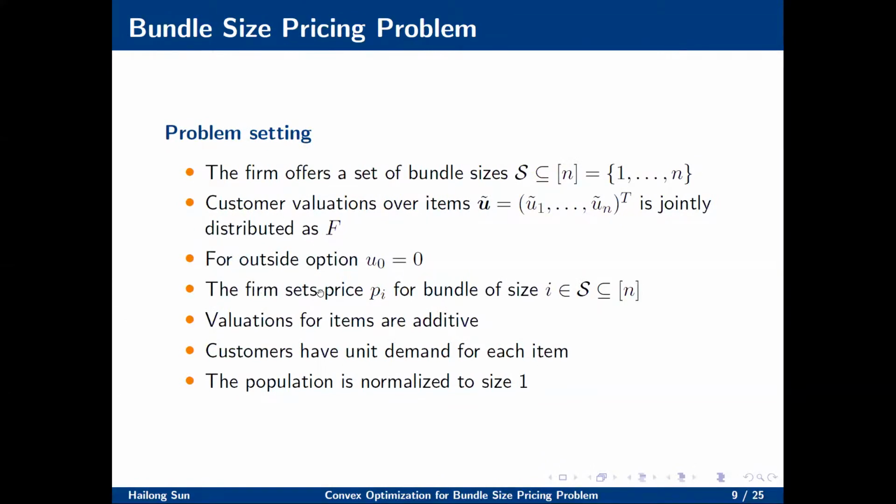The firm sets price P_i for a bundle of size i, and we assume that the valuations for items are additive. Namely, the valuation of a bundle is just the sum of the individual products. We assume that customers have unit demand for each item, namely, the customer will at most purchase 1 unit of each product. Finally, we normalize the population to just 1. Okay, this is the basic setup.